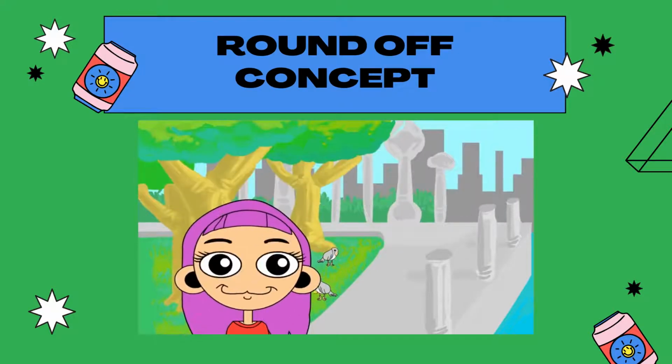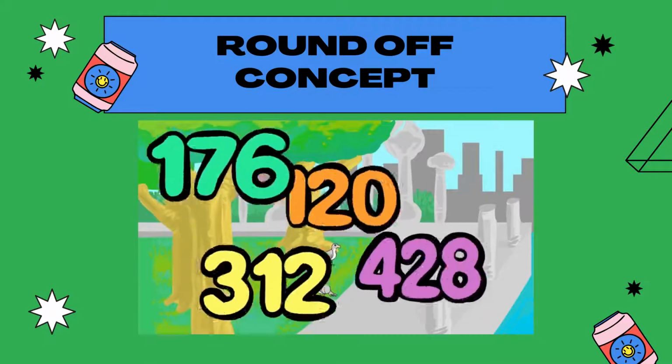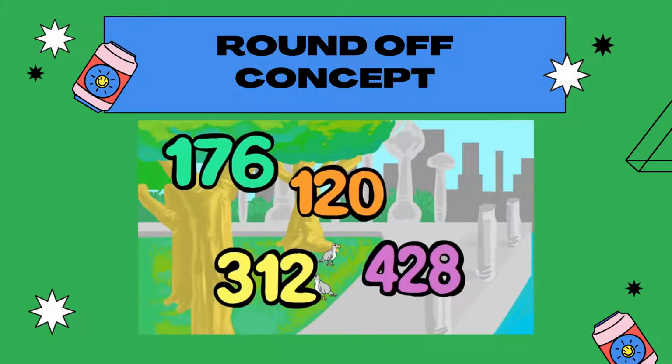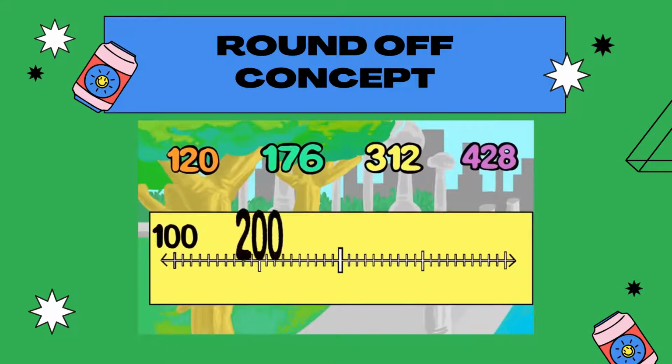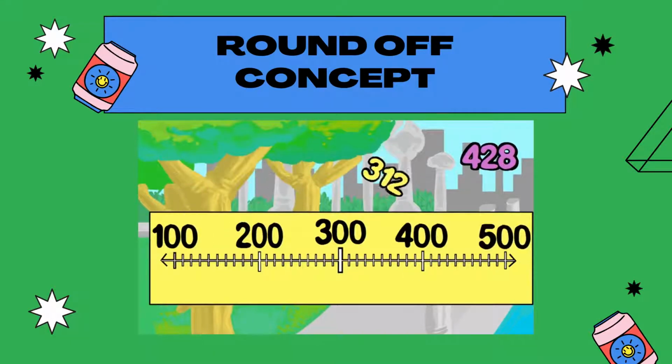Rounding might look hard, but hey, guess what? If you know how to put numbers in order and can skip count by hundreds, you can learn to round any number to the nearest hundred with ease.